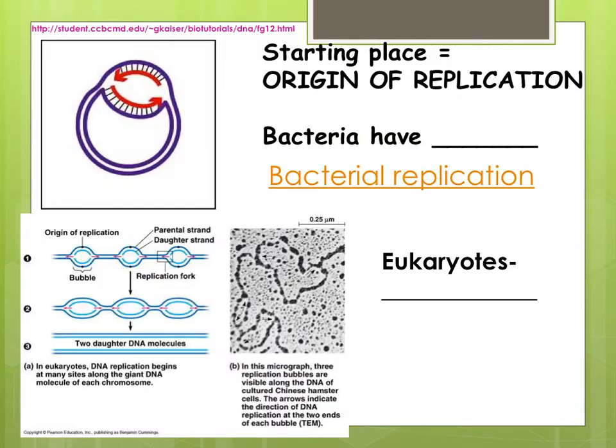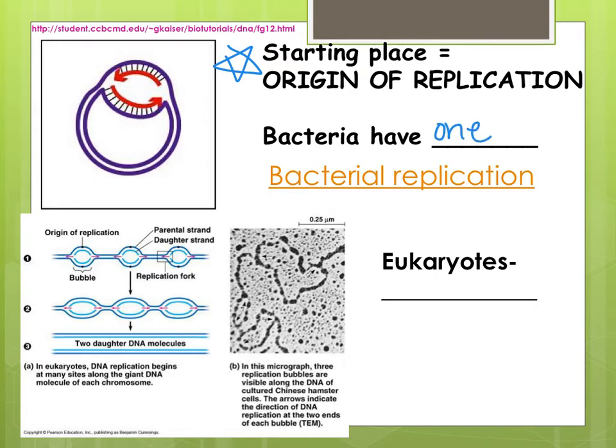So when we start talking about replication, we have to find a place to start, and the place to start is called an origin of replication. The origin of replication is the starting place for replication to occur. In bacteria, how many chromosomes do bacteria have? What does the DNA look like? They have a single circular DNA. Because it's single and because it's circular, bacteria only have one origin of replication.